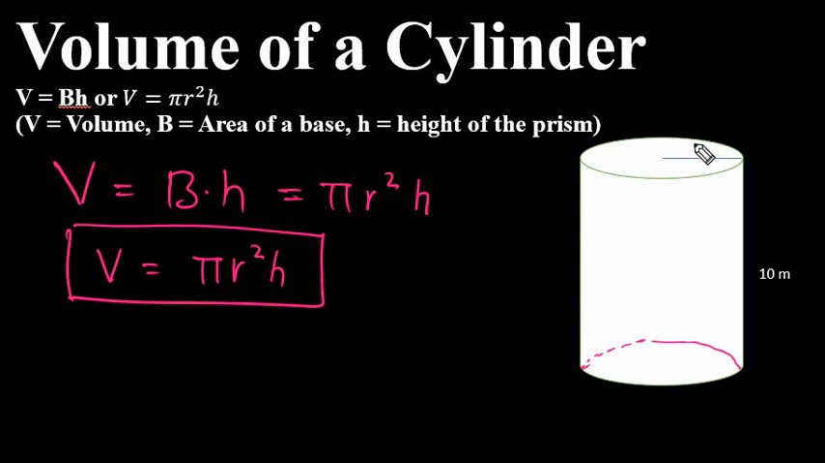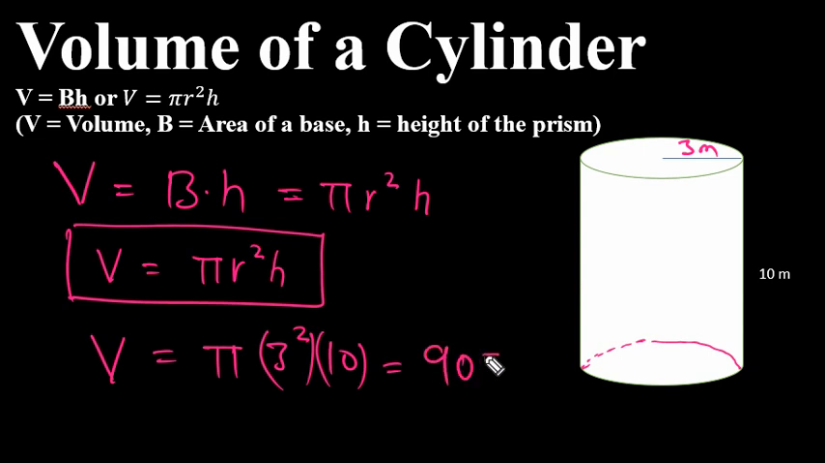So if the radius is, let's say, 3 meter and the height is 10 meter, use the formula V equal pi radius 3 square, height is 10. Multiply all of them. So 3 square is 9. 9 multiplied 10 will give you 90 pi meter cube. This is how you will find the volume of a cylinder. Let's try one more question.